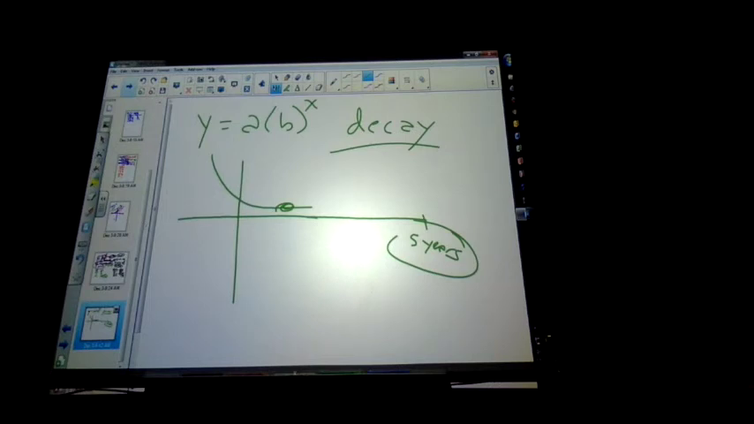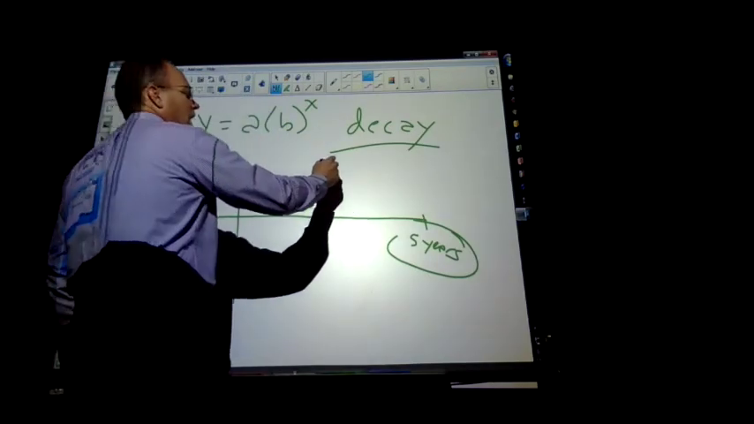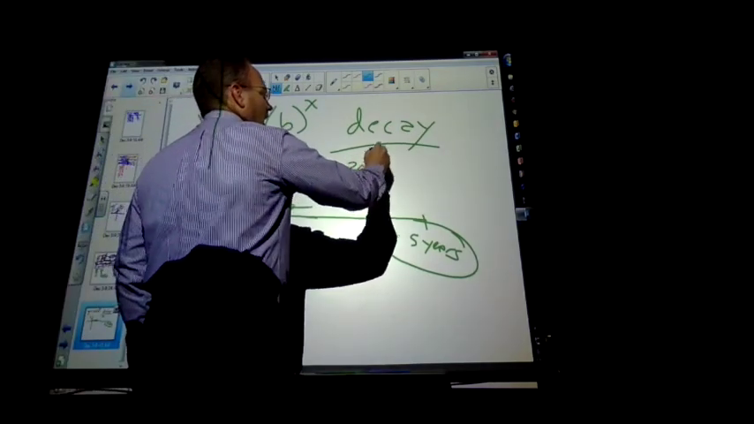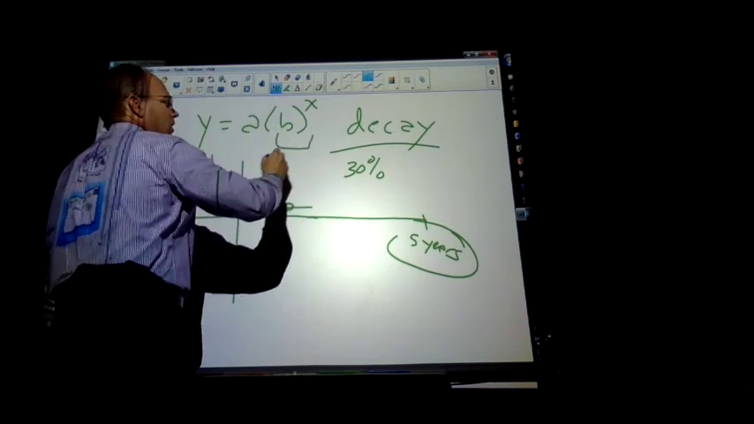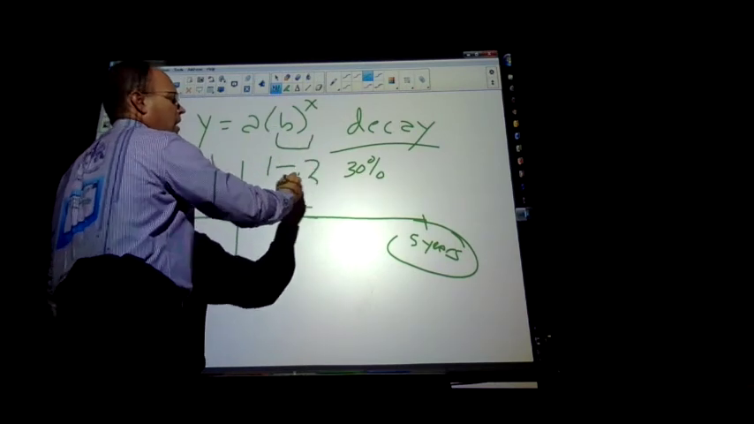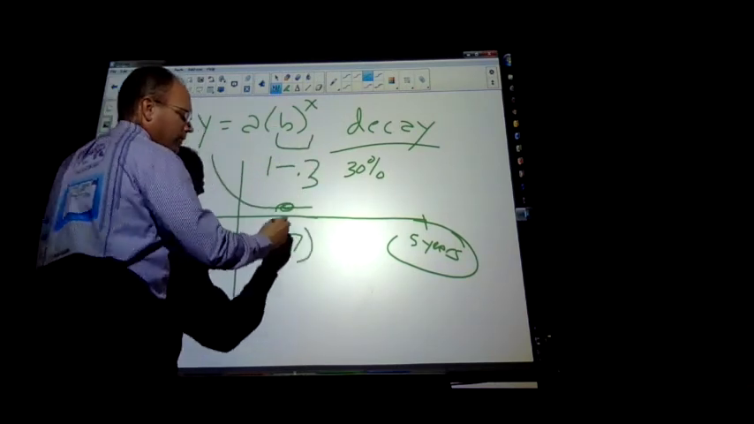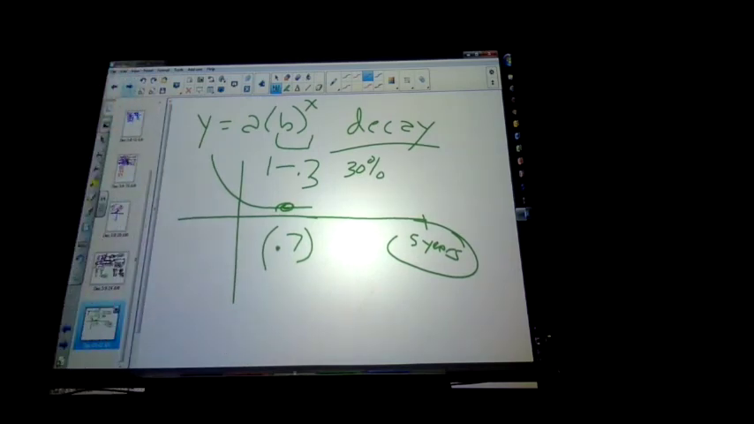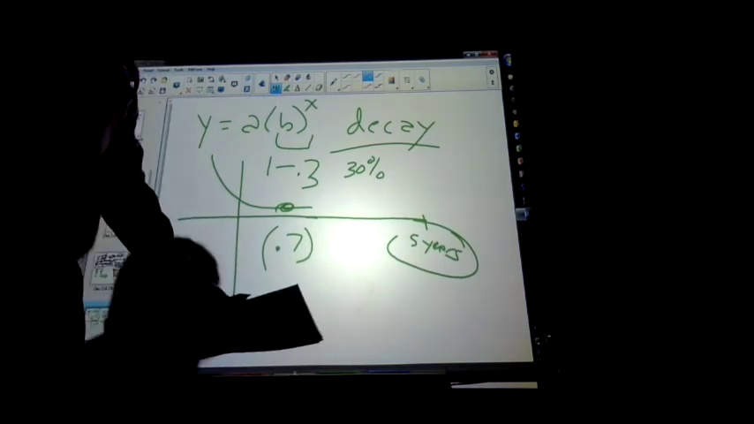Okay? But if it's decay, if we said 30% decay, that means I'm going to take this and I'm going to go 1 minus 0.3 to get 0.7. I got a worksheet for you as you walk out.